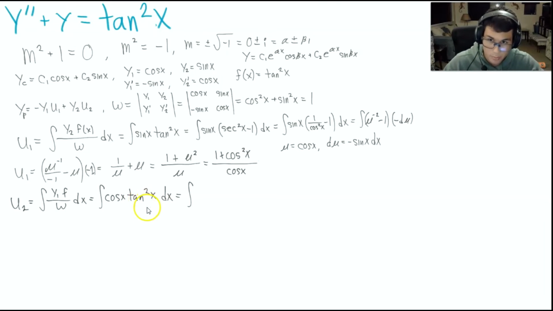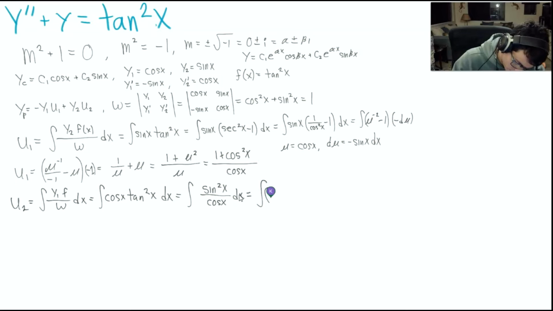Now, do we need to? Maybe we could try to do something first. There's a cosine under here, right? Because it's tangent. So we could write this as sine squared x over cosine x. I just canceled out one of the cosines under here. So sine squared x over cosine x. Okay, I'm going to write this sine squared x using the 1 equals sine squared x plus cosine squared x property. This will be 1 minus cosine squared x. And this cosine squared x is still under it.